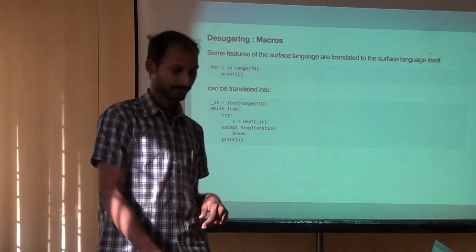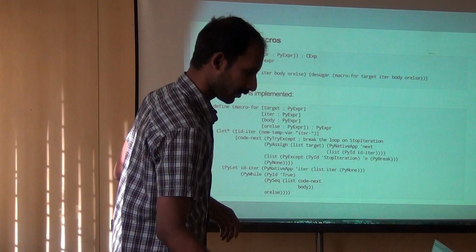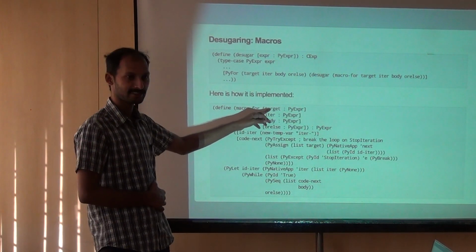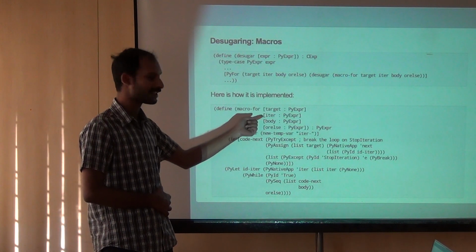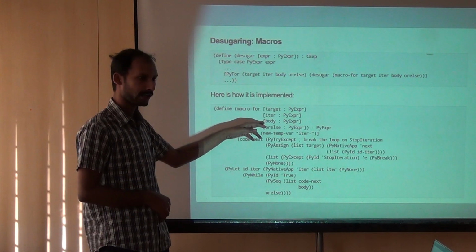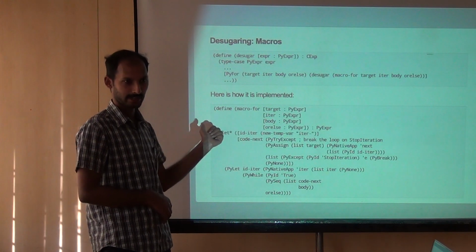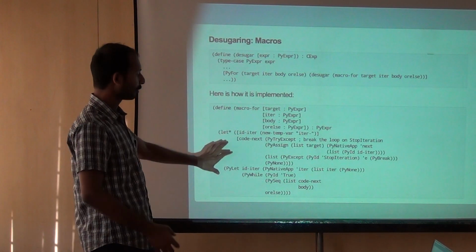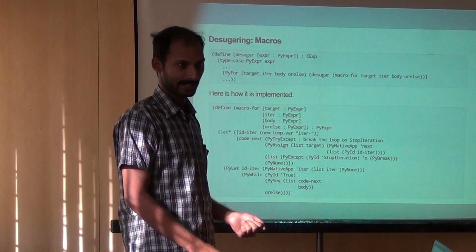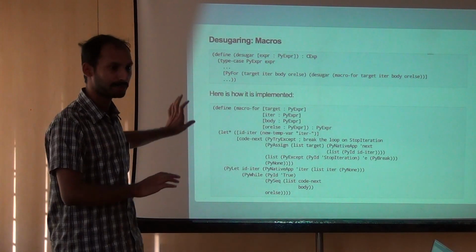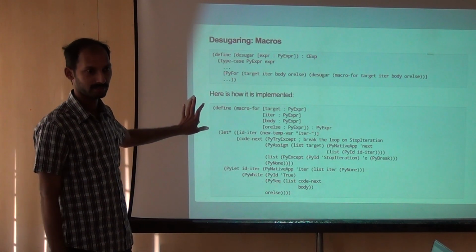If you see, it gets a target for I. So I is the target for I in range 10, and range 10 is the iter. Print I is the body, or else we don't have an else in our example. So what I do is basically convert it into a while loop. This is the implementation of what I've shown in the previous slide. This is a complete implementation of the for loop in my interpreter.